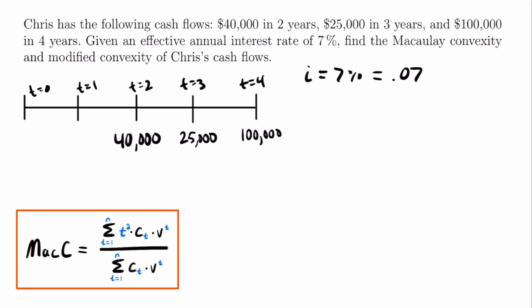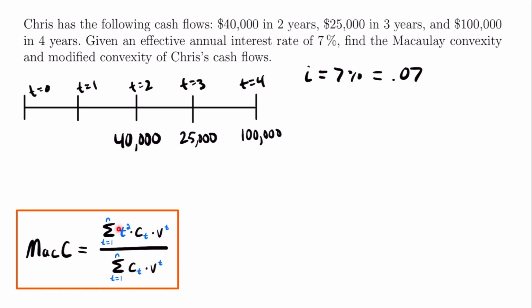And so the Macaulay convexity can be calculated using the following formula. The Macaulay convexity, or the MacC, is equal to this expression. We'll have the sum from t equals 1 to n of t squared times c sub t times v to the power of t, divided by the sum from t equals 1 to n of c sub t times v to the power of t.